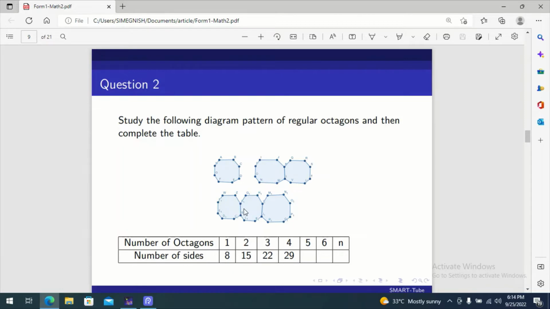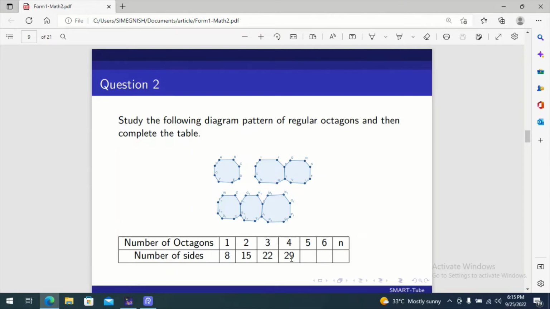Similarly for this one, for 3 octagons, as you see, they share 2 sides. That means we have 8, 8, 8, so in total we will have 24. From 24 we know that these 2 sides were shared. That means we subtract 2, so 24 minus 2 is 22. So if the number of octagons is 3, we'll have 22.